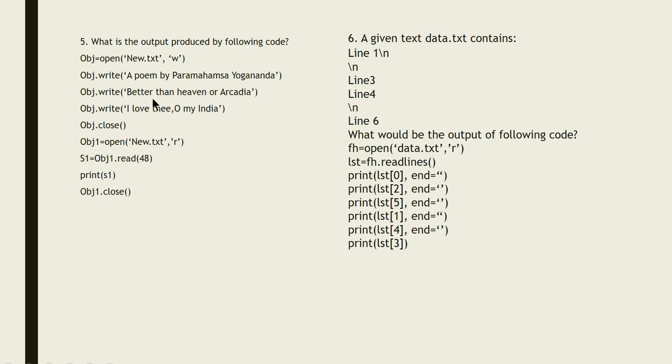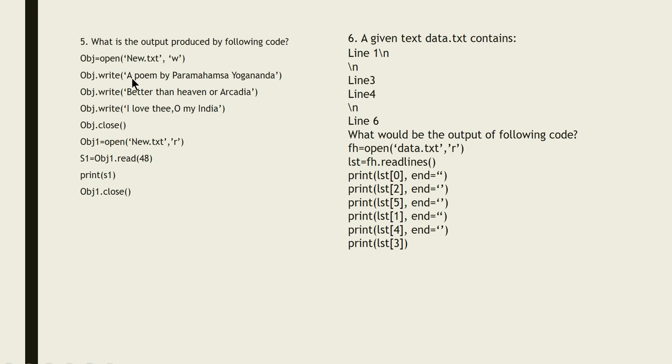So you have written 3 lines of information in new.txt, and then obj1 is equal to open of new.txt. That is the same file you are opening in read mode. So now your file pointer will be at the beginning of the file. Now s1 is equal to obj1.read(48). So 48 means 48 characters will be read from the file.